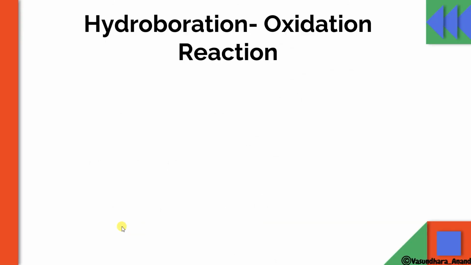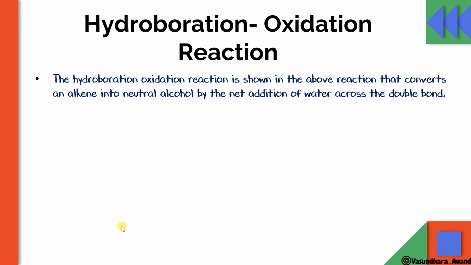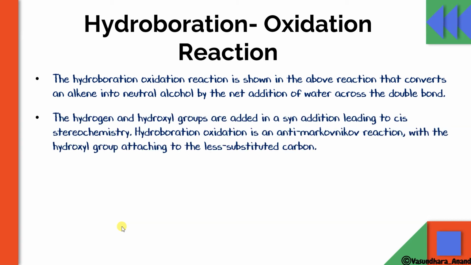Now the next question is hydroboration oxidation reaction. The hydroboration oxidation reaction, shown in the above reaction, converts an alkene into a neutral alcohol by the net addition of water across the double bond. This is the point: the hydrogen and the hydroxyl group are added in syn addition, leading to cis stereochemistry. That means it is going to form cis isomers.